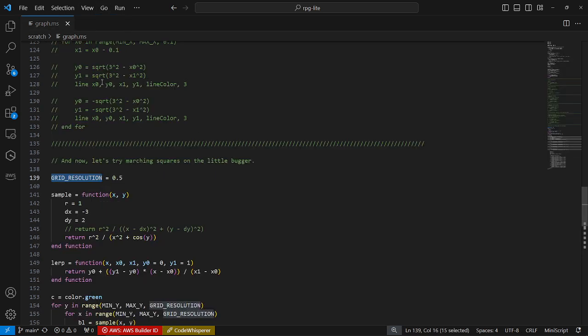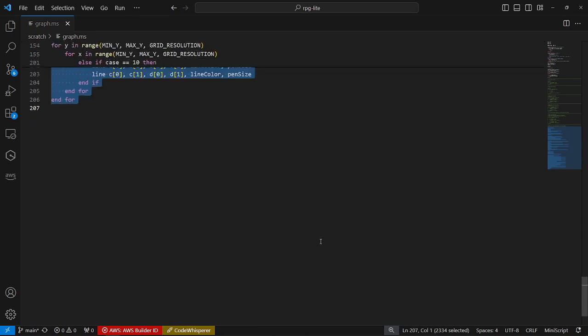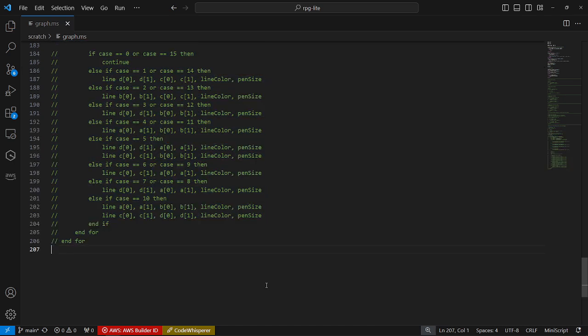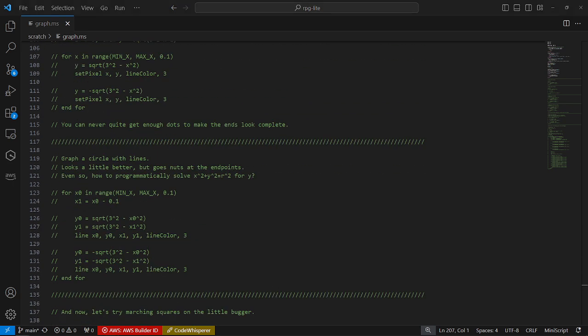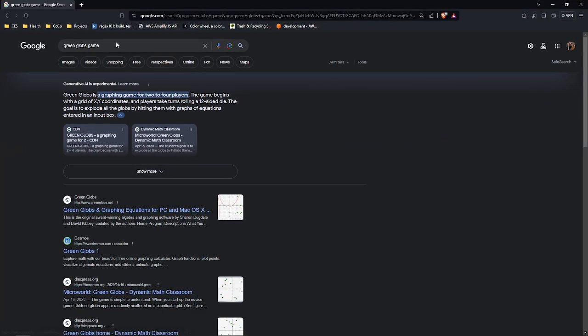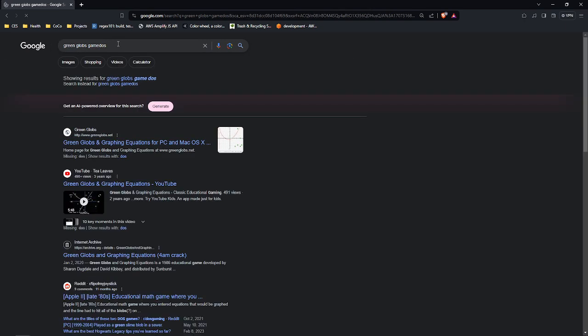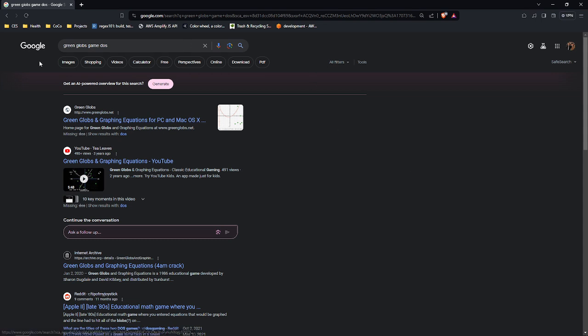But all of that was so that I could do what I really wanted, which was more about graphing equations. Back when I was in early high school, my geometry teacher pulled out a game called Green Globs. It was on a floppy disk, and you had to boot your computer into it. The premise of this game is that you would put some green globs on a coordinate grid, and you had to write an equation that would intersect them.